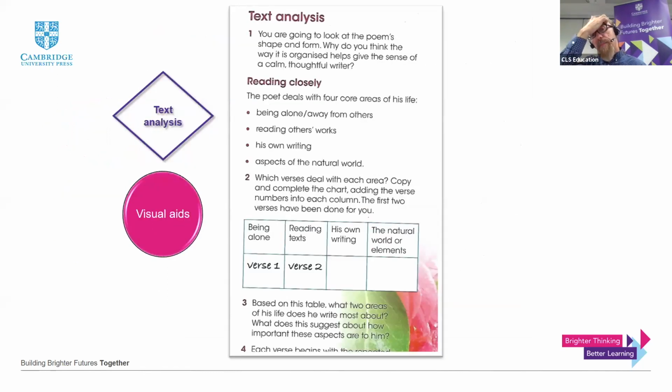Now, visual aids in text analysis. Visual aids can be really helpful, as we said before, for more visual learners, and even simple visual aids like a table. We take the poem that we looked at before, and the core areas of life that the poet is dealing with, and we can use a table and ask students to analyze which verse deals with which aspect that the writer wanted to talk about. So there are different answers for all the different verses. And then, of course, these visual aids can be used later on in the actual writing process, so students can use the same visual aids to structure their own writing.